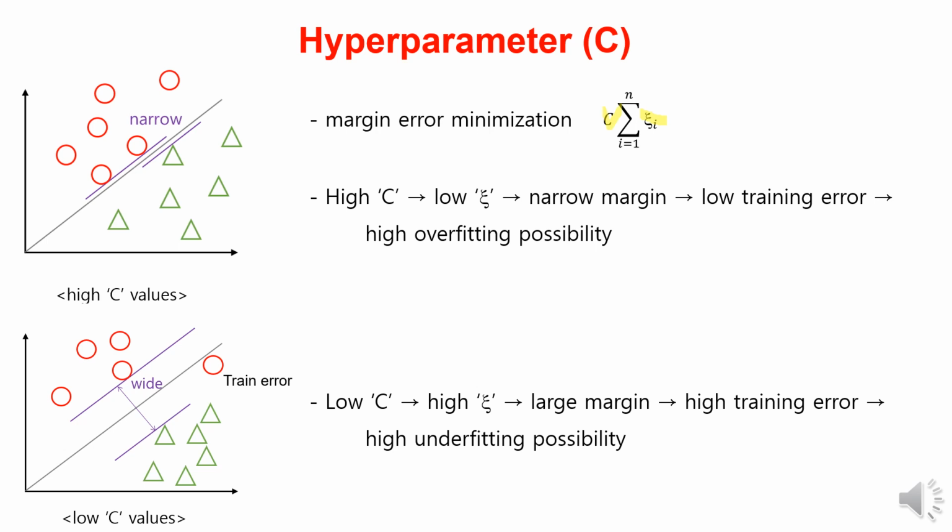When c is large, xi becomes small, and the margin is formed narrowly, resulting in lower training error but a higher probability of overfitting. On the other hand, when c is small, xi becomes large, and the margin widens, leading to higher training error. Consequently, the probability of underfitting increases.